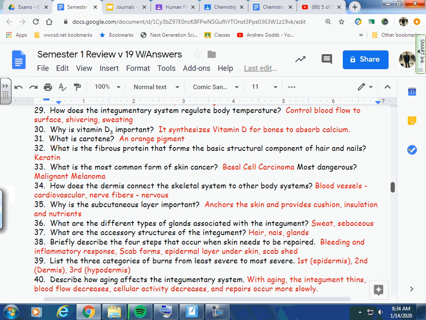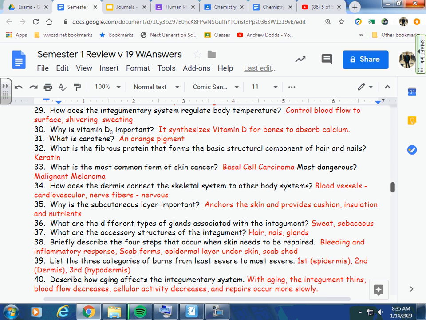Briefly describe the 4 steps that occur when skin needs to be repaired. I went quick. Bleeding and inflammatory response, scab forming. That's when the cells of the stratum germinativum, the lowest layer, start migrating around the wound. Then we form a full epidermal layer underneath the scab where the scab will shed. That's the final step. And then we'll still continue to make this fibrous tissue known as scar tissue.